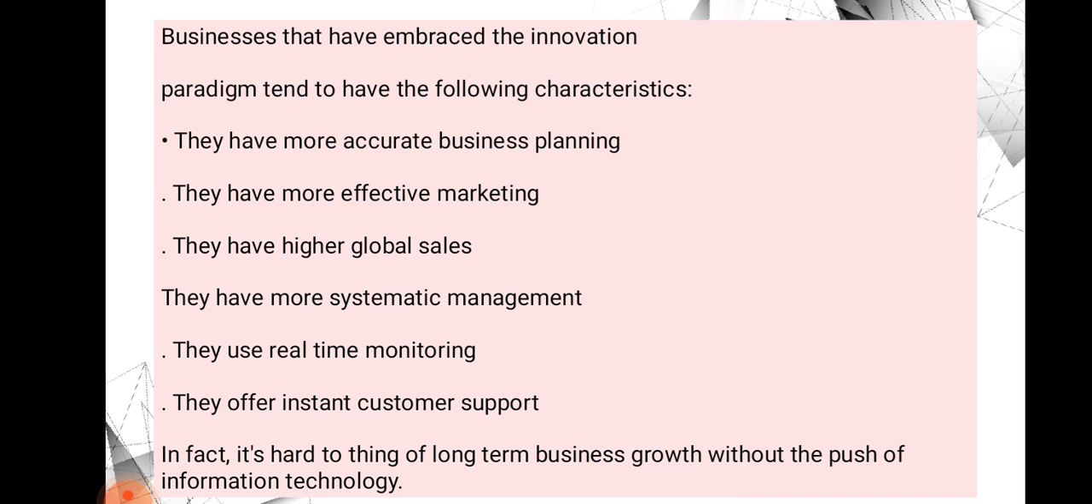Businesses that have embraced the innovation paradigm tend to have the following characteristics. They have more accurate business planning, more effective marketing, higher global sales, more systematic management, they use real-time monitoring, and they offer instant customer support. In fact, it's hard to think of long-term business growth without a push from information technology.